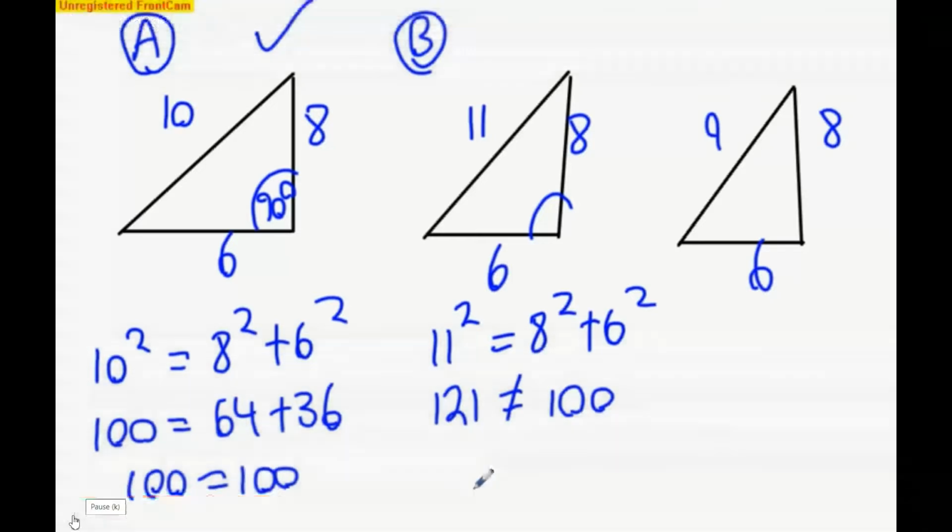Okay, next thing we're going to do is it's going to be an obtuse angle because the hypotenuse squared is bigger than the other 2 sides squared and added together.